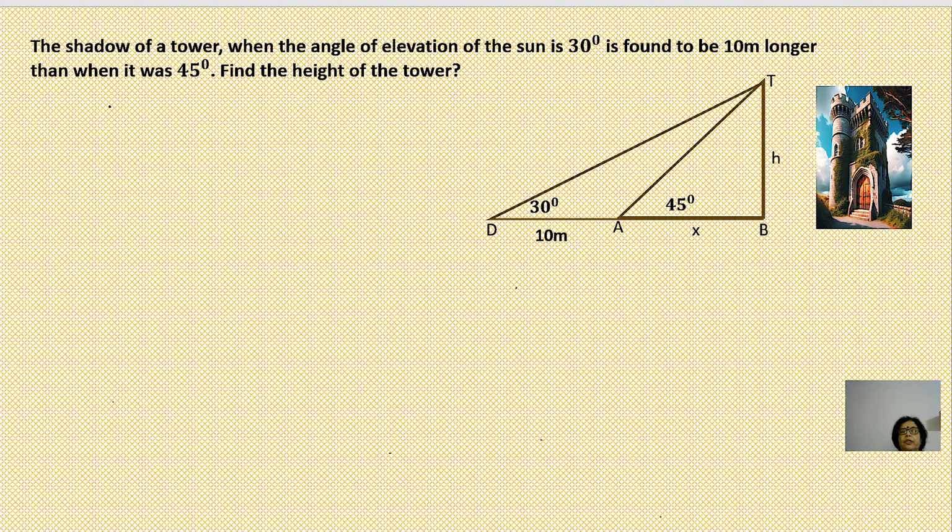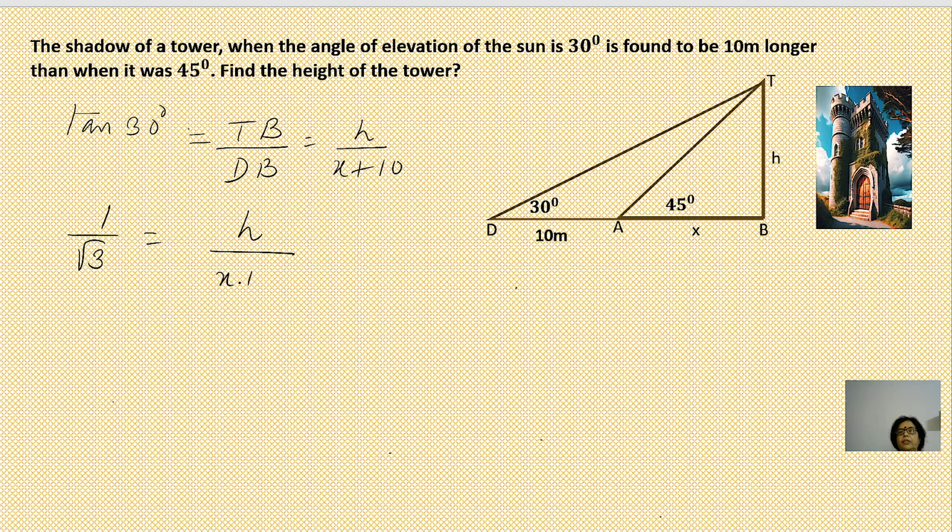So now the first thing that we need to do over here is we need to find h. So we'll take here tan 30 degree. Tan 30 degree from the big triangle will be equal to TB divided by DB. Now TB is equal to h and DB is equal to BA plus AD, that is x plus 10. Tan 30 is 1 by root 3. So 1 by root 3 is equal to h upon x plus 10. So we get over here on cross multiplication, x plus 10 is equal to h root 3. This is the first equation that we generate from here.